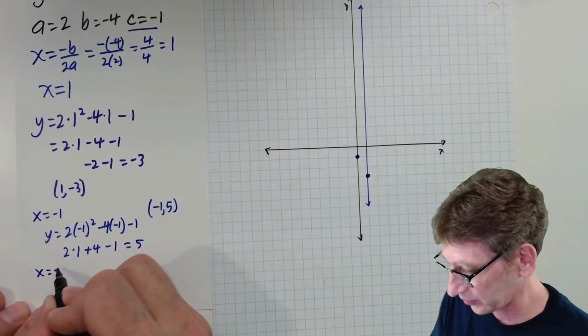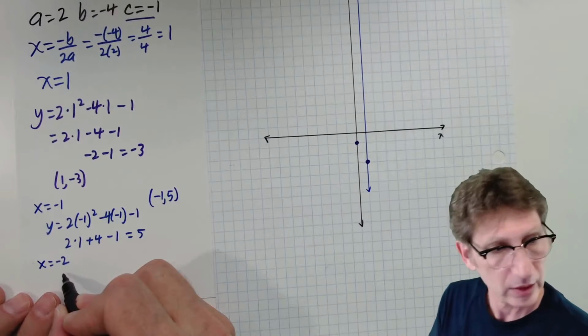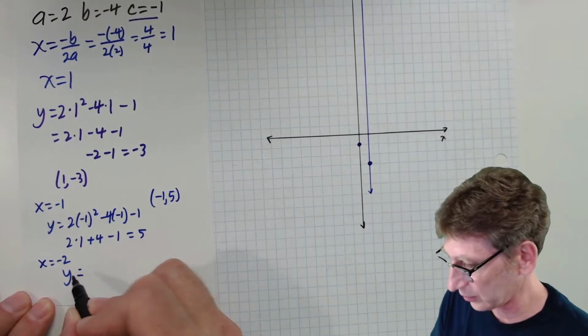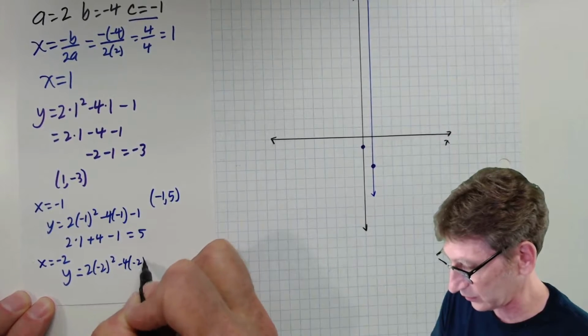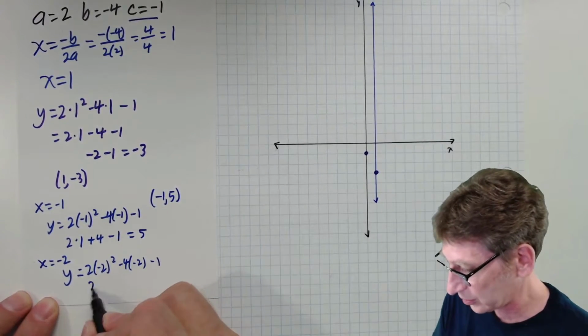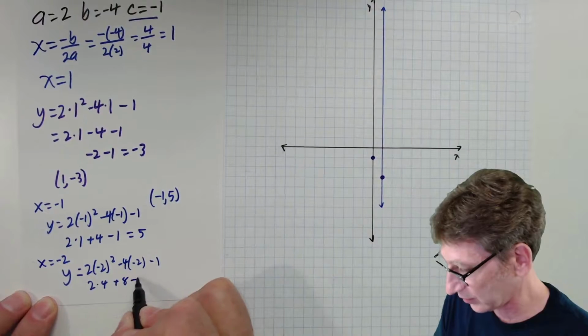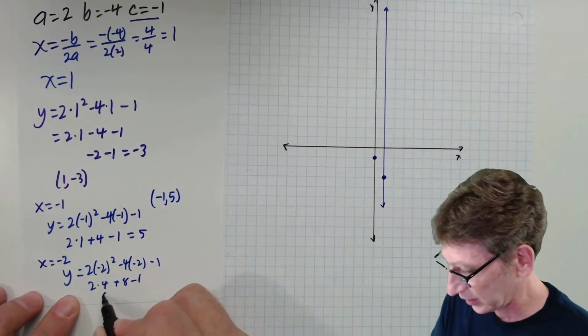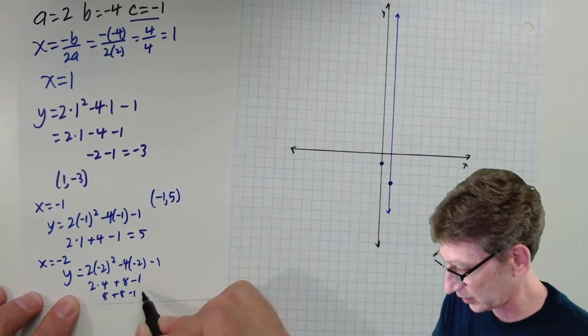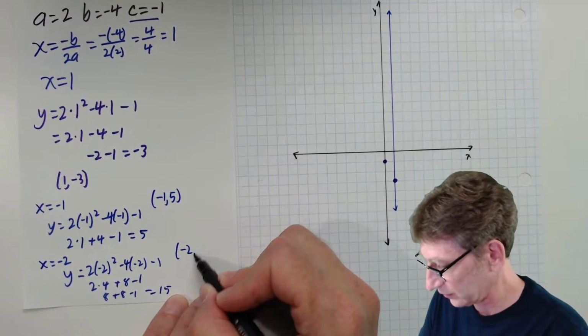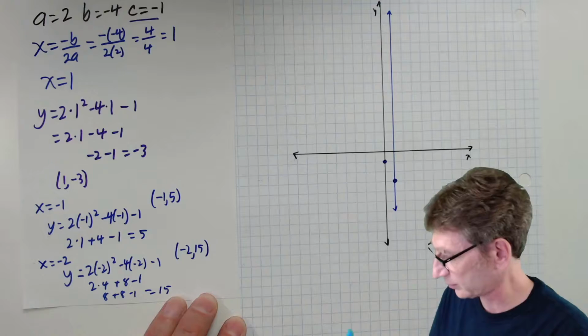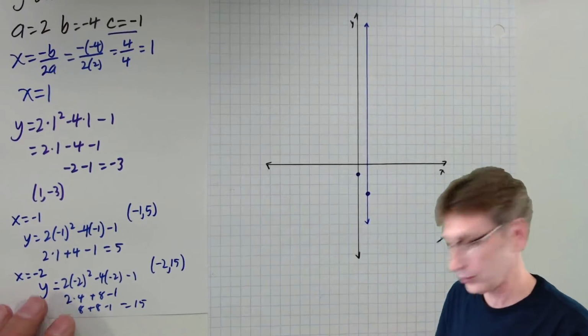And let's try x equals -2. Y equals 2 times (-2) squared minus 4 times (-2) minus 1. 2 times 4 plus 8 minus 1. 8 plus 8 minus 1, that's 15. So I have another ordered pair at (-2, 15). Let's go to the graph, put these on here.